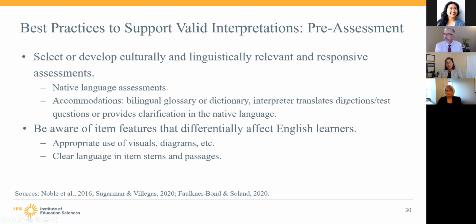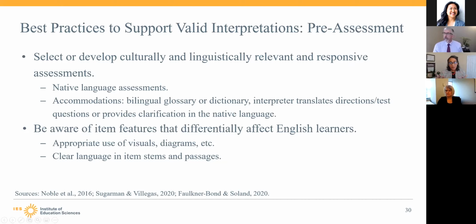So some best practices to try to improve our chance of having valid interpretations of test scores. I've divided these into two categories. A couple things we can think about pre-assessment, before the kid ever takes the test, and then a couple things we can think about post-assessment, once we have that test score in hand. So pre-assessment, the best thing we can do, but which is also sometimes one of the hardest, is try to select or develop assessments that are culturally and linguistically relevant and responsive.